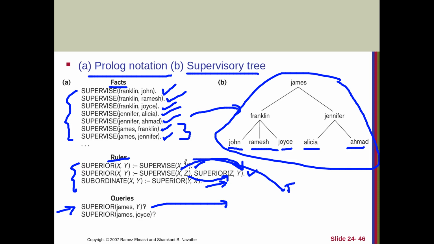Then it will replace y with Jennifer. That is also true. So it will have all the combinations. It will replace that variable with all the combinations that are already available there, and accordingly it will produce a true or false result if it is being matched. Then only this query will be true.